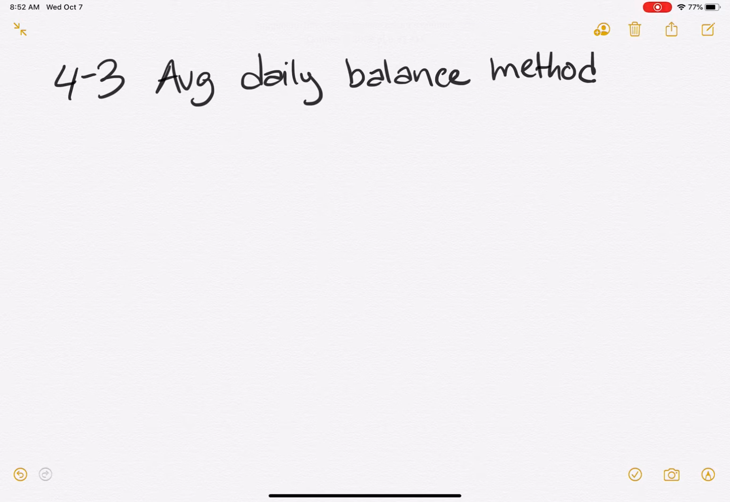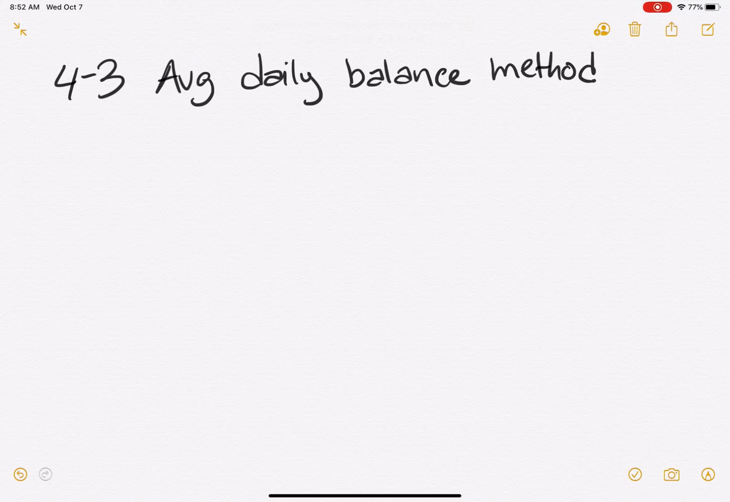Adjusted balance method, okay? So this is the third type, and it warrants an entire unit, so that tells you something. It's a little harder, right? It's a little more tedious. But this is what most credit card companies use, the average daily balance method. So it's important that we know how to do it. The average daily balance method is the most commonly used for calculating the finance charge on a credit card.